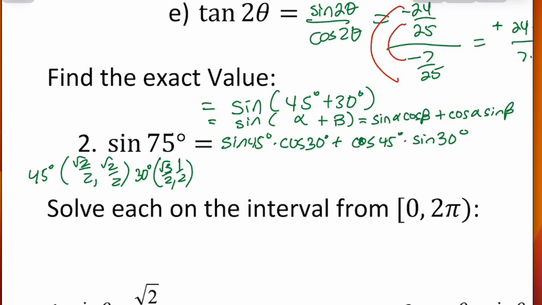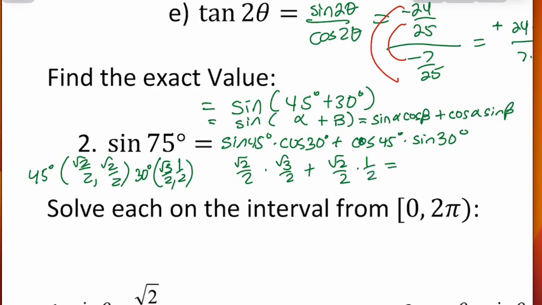Remember, our cosine at that particular spot is the x value at that spot. The sine value is the y. So this is going to be square root of 2 over 2. The cosine of 30 is the x value at 30, square root of 3 over 2. Cosine of 45, square root of 2 over 2. Sine of 30 is 1/2.